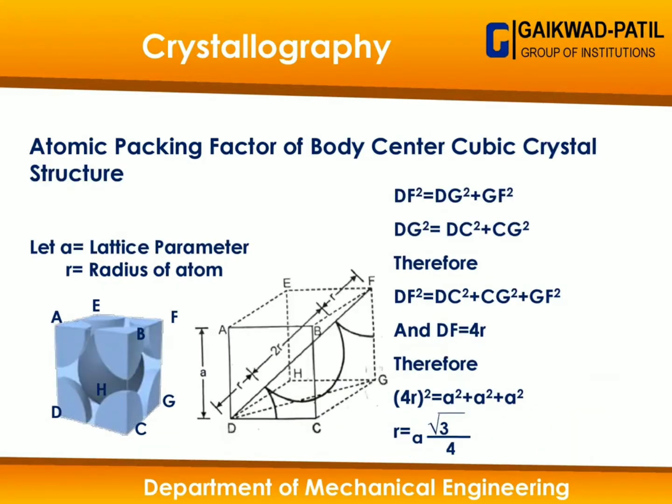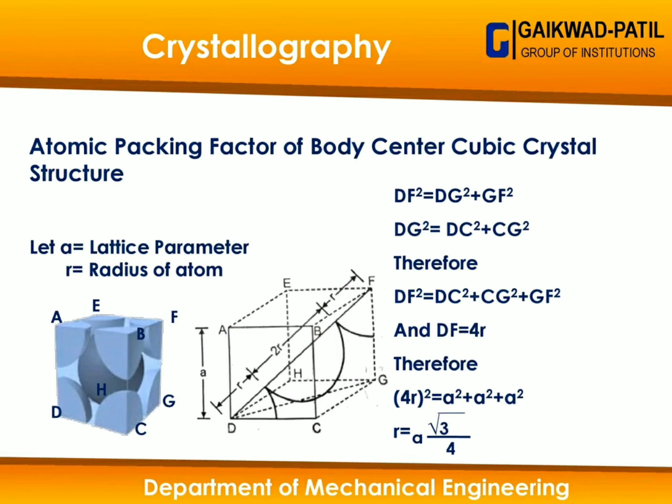Now let's see the next type of crystal structure, the body centered cubic crystal structure, in which we consider the same terms here. Capital A is the lattice parameter, small r is the radius of the atom, and here we are using the Pythagoras theorem as the free body diagram is given over here. So DF square is equal to DG square plus GF square. The DG is also the hypotenuse of one right angle triangle.